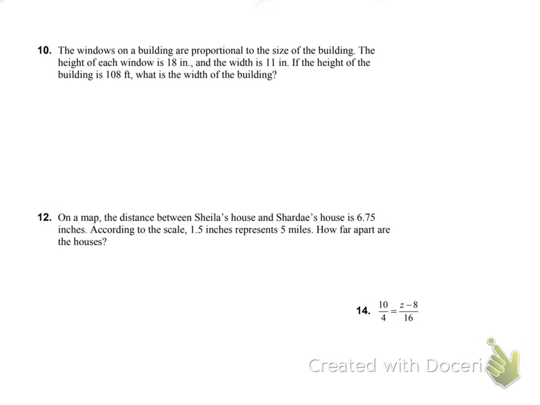All right, 10. The windows on a building are proportional to the size of the building. The height of each window is 18 inches and the width is 11 inches. If the height of the building is 108, what is the width of the building? So in a proportion we would do, let's say the height is 18 inches over 11 would then be equal to, and then the height would go up on top here, which is 108. We would just put x, and that would be for the width.